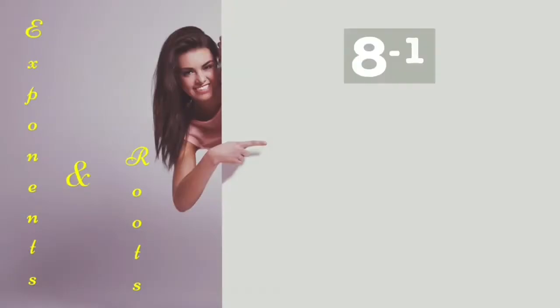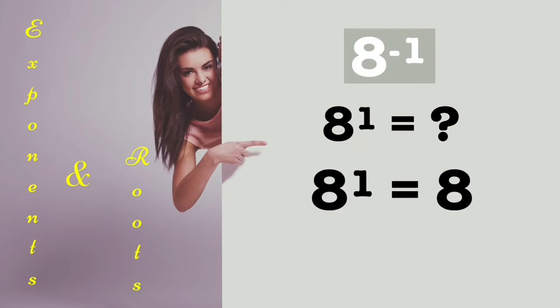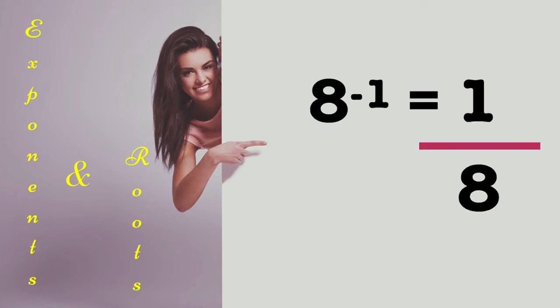To solve this problem, we first need to determine what 8 to the power of positive 1 is. This means that we need to multiply 8 only one time. In other words, we have only one 8. So 8 to the power of 1 equals 8. Since we have a negative exponent, we need to flip the numbers around to end up with the following: 1 divided by 8. Because negative exponents are not seen too often, let's look at another example.